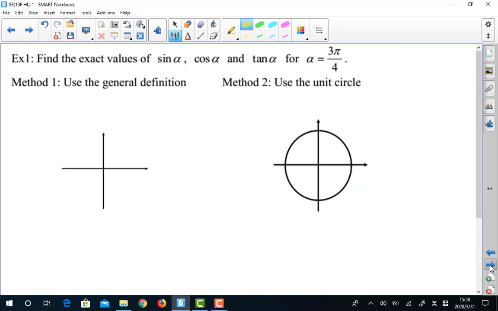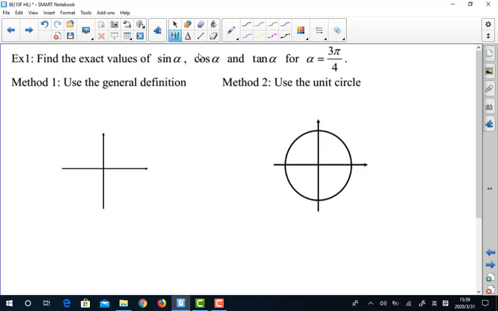Let's look at the first example. Find the exact values of sine alpha, cosine alpha, and tangent alpha for alpha equals 3 pi over 4. Anyways, I need to find sine 3 pi over 4, cosine 3 pi over 4, tangent 3 pi over 4. 3 pi over 4 is a special angle. So right now we need to learn how to find the trig ratios of any special angle between 0 and 2 pi.